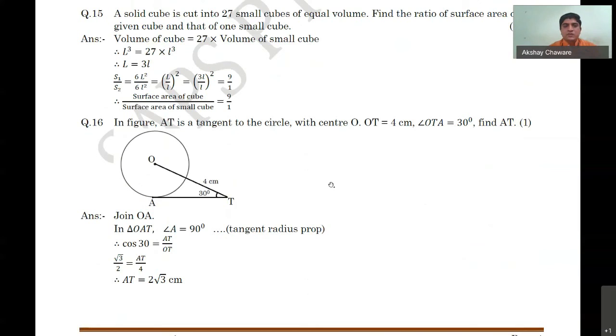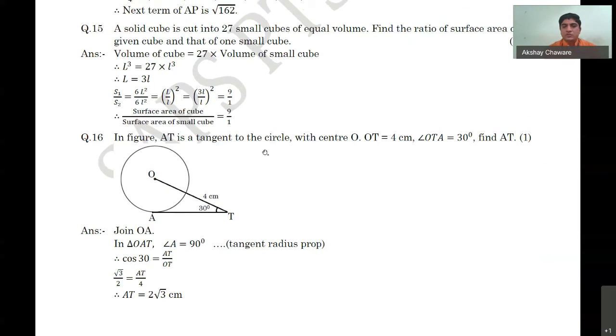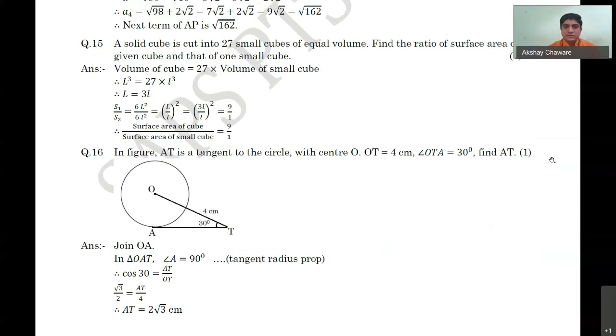Now question number 16. In question number 16, in the figure, AT is the tangent to the circle with center O. OT is equal to 4 centimeter, angle OTA is equal to 30 degree, and we have to find AT.